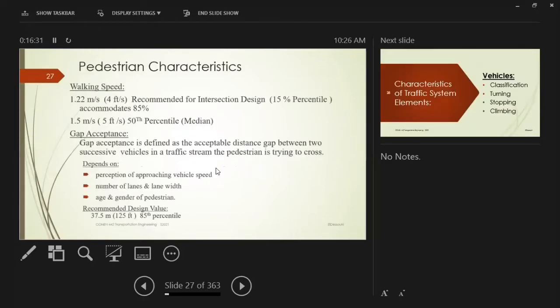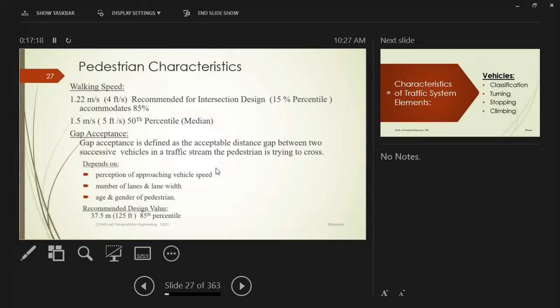Okay, what is walking speed? We need walking speed basically to determine how long a pedestrian will take to cross the street if the signal is green or something. This way we make sure that we allocate time sufficient for that pedestrian to cross the street safely. The recommended speed is basically four feet per second, okay? And this covers the 85th percentile, the 15th percentile, that's the value, okay? That means 85% of the population walk at 4 feet per second or more, okay?